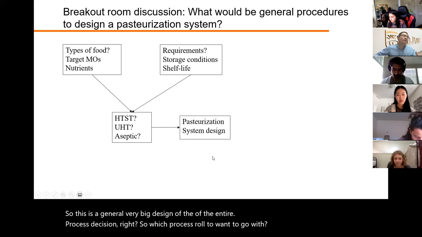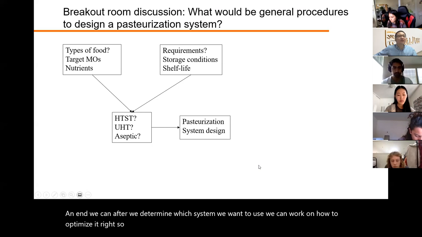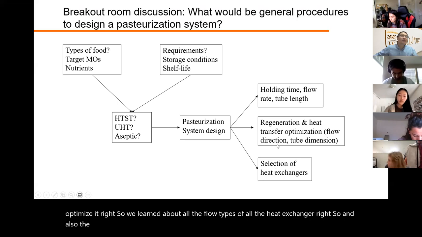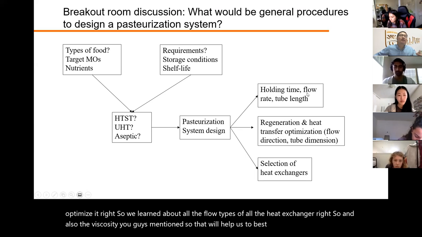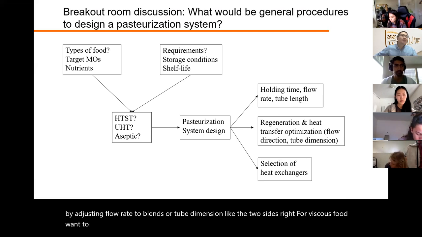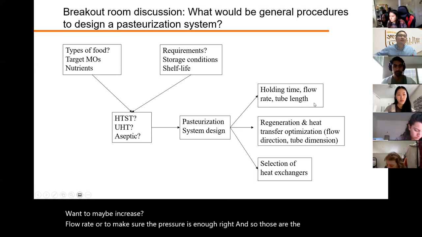And then after we determine which system we want to use, we can work on how to optimize it, right? So we learned about all the flow types, all the heat exchangers, and also the viscosity you guys mentioned. That will help us to best optimize the holding time by adjusting flow rate, tube length, or tube dimension, the tube size, right? For viscous food, we may want to increase flow rate or make sure the pressure is enough, right? Those are the optimizations for each small segment.